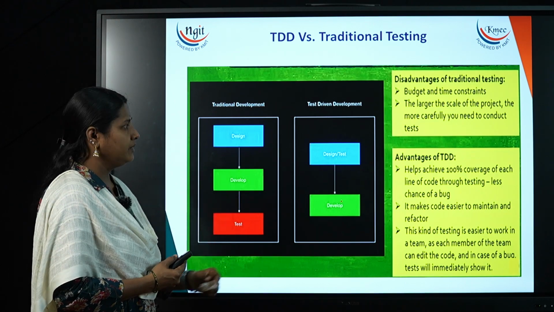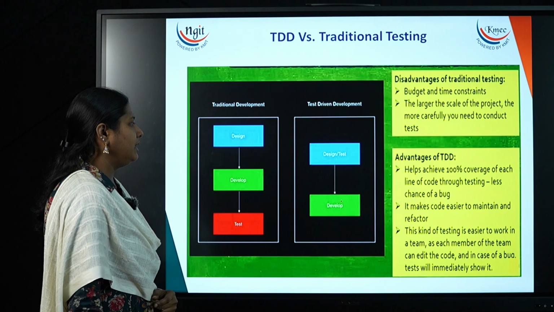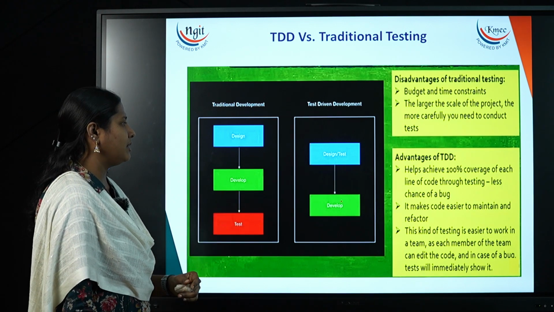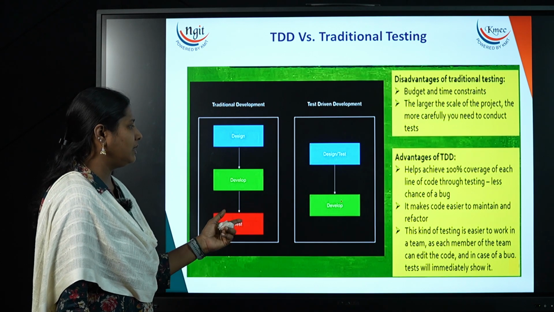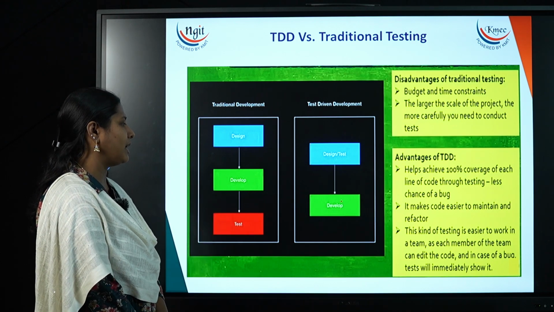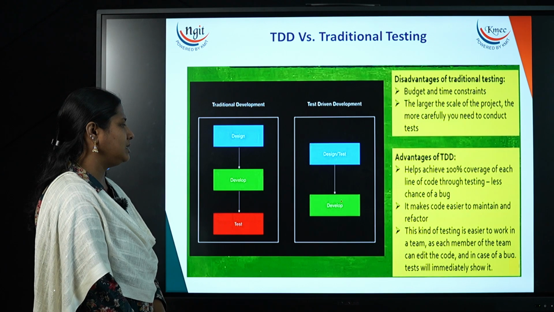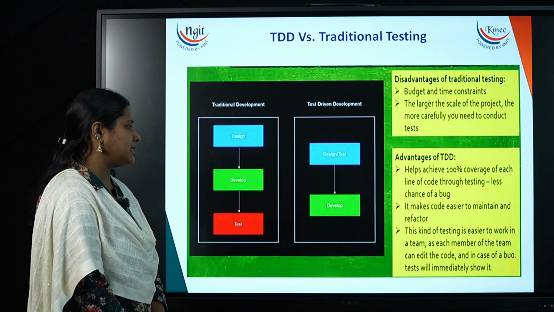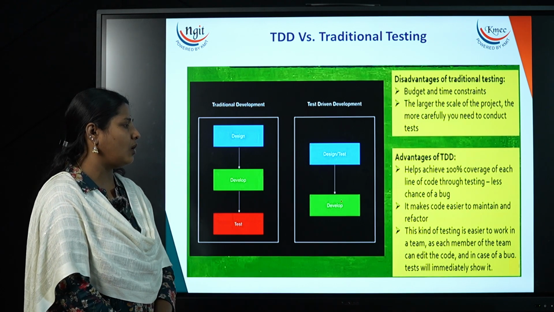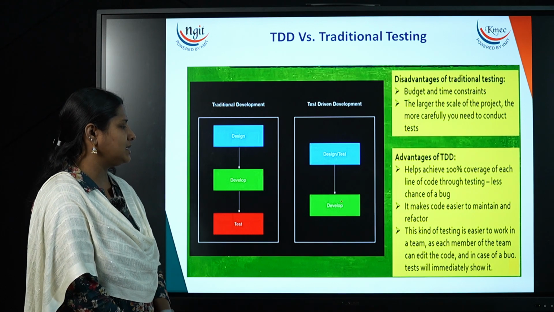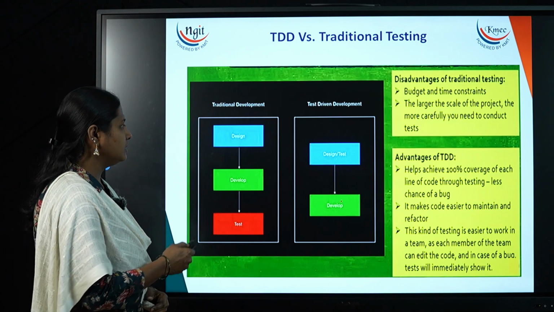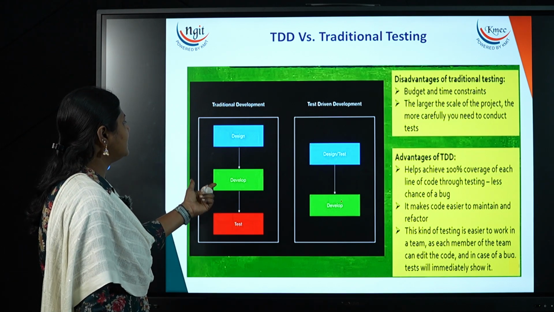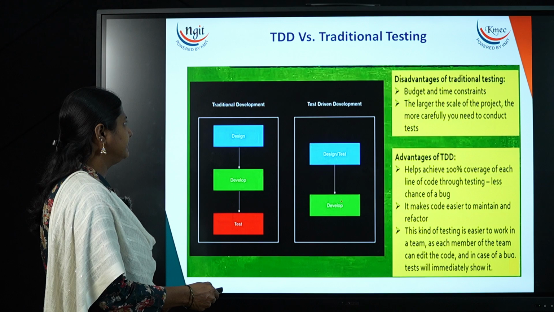Coming to the advantages of TDD: it helps achieve 100% coverage of each line of the code through testing, with fewer chances of bugs. It makes code easier to maintain and refactor. This kind of testing is easier to work with in a team, as each member of the team can edit the code, and in case of bugs, the tests will immediately show it to the team members. So this is the difference between traditional testing and test driven development.